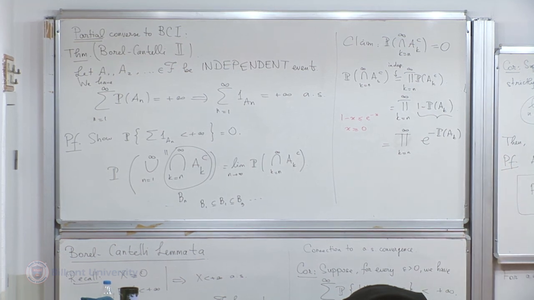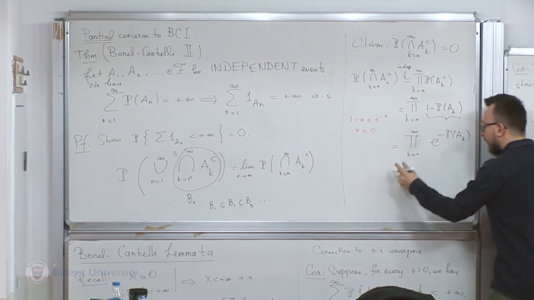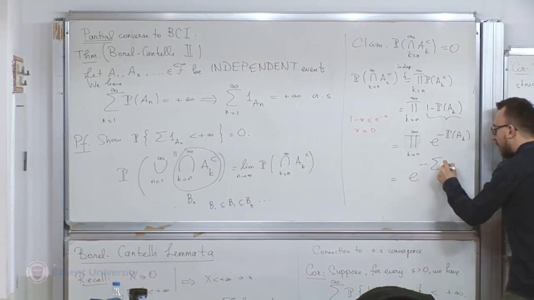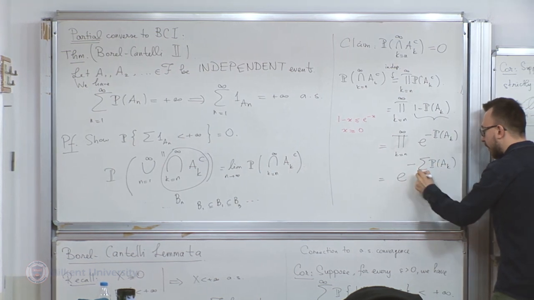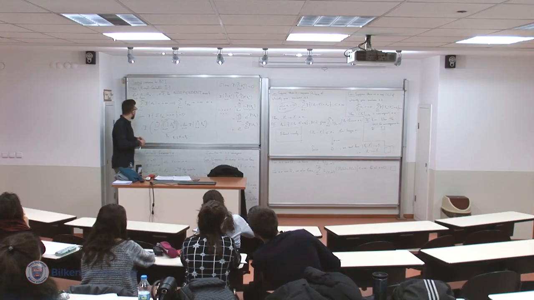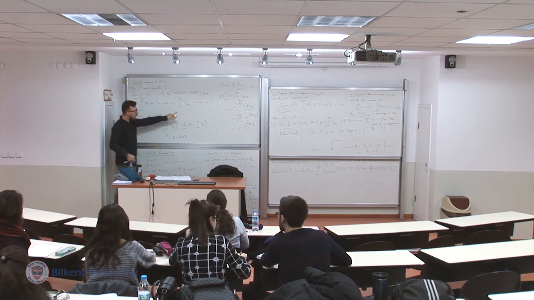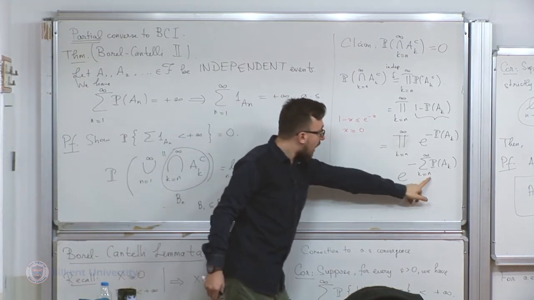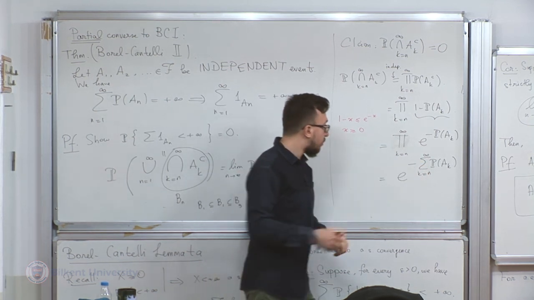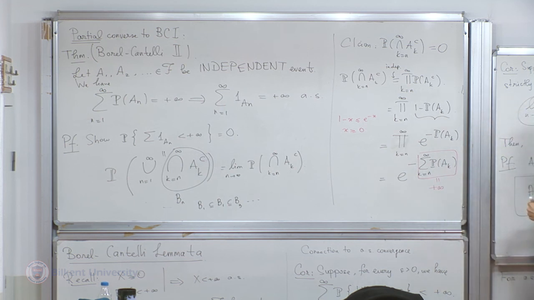Why did I choose exponential? Because I'd like to pass to summations. Product of exponentials is exponential of summation. And since this infinite sum is infinity, after some index, it always has to be infinity. So e to negative plus infinity is 0. And we're done.